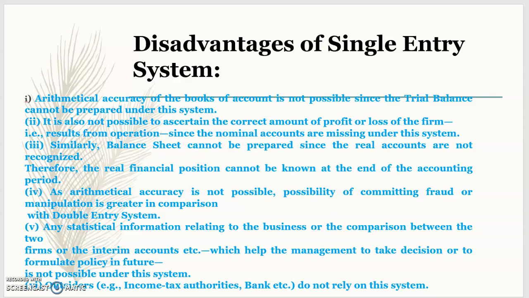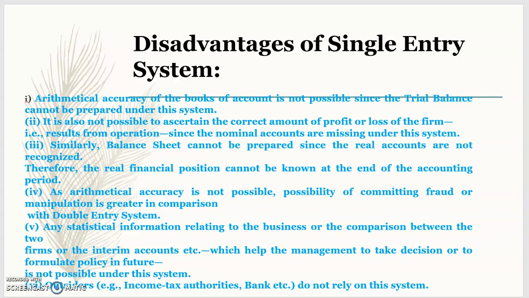It is not possible to find out the correct amount of profit or loss, because the trading and P&L account cannot be prepared. The true financial position cannot be ascertained because the balance sheet cannot be prepared under this system. Therefore, you cannot identify the financial position immediately. Arithmetical accuracy is not possible. The possibility of committing fraud or manipulation is greater in comparison with the double entry system. It is difficult to conduct the audit of such records, and difficult to operate an internal control system.